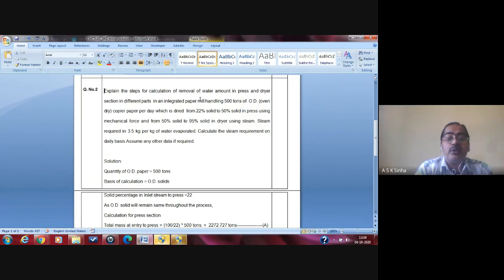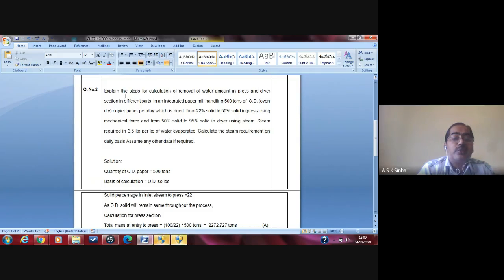So it's a very important numerical, especially for the paper industry, for doing the calculation in the press and dryer section. How much water is removed? How much should be the capacity of the tank? How much should be the size of the pipelines for removal of the water? Again, the steam required in the dryer section: how much steam is required? All these things can be determined by doing the calculations. These calculations are very important for the engineers and technicians working in the paper machine section of the paper industry.